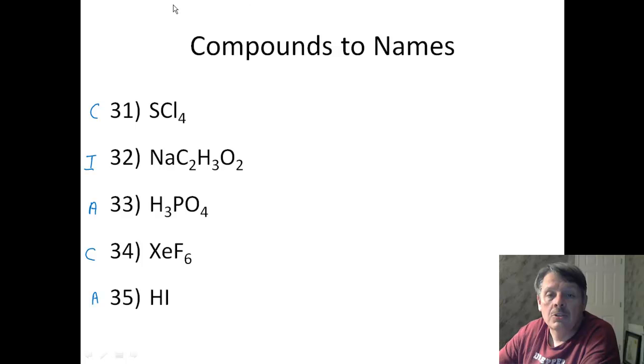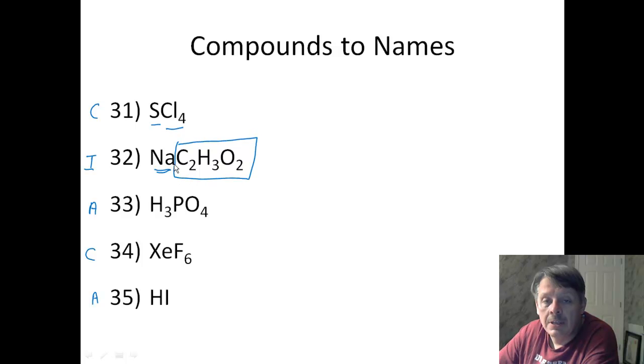So let's look at what happens when we have 31, which is covalent. We have 1 sulfur, and we have 4 chlorines, so it's sulfur tetrachloride. And 32 is actually a lot simpler than it looks. Here's sodium, and this big long thing out here. That big long thing is acetate, C2H3O2. So this is simply sodium acetate. Very simple.